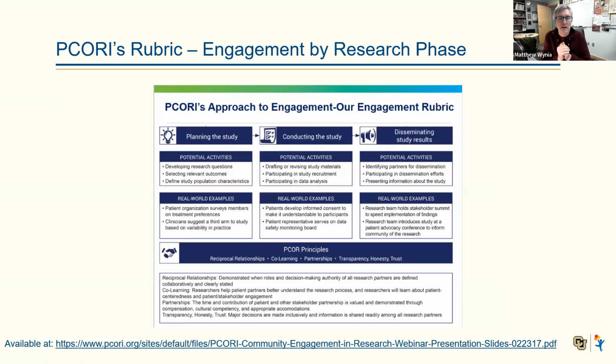I just want to give you as background some of the ways in which people have thought about stakeholder engaged research. And of course, one of the most important and influential has been the Patient-Centered Outcomes Research Institute's rubric on engagement, where they define research by phase. And they talk about engagement strategies in each phase of the research enterprise, from planning to conducting to disseminating the research results. And I won't go into detail on this because you could talk a lot about how they chose to break up research, right?